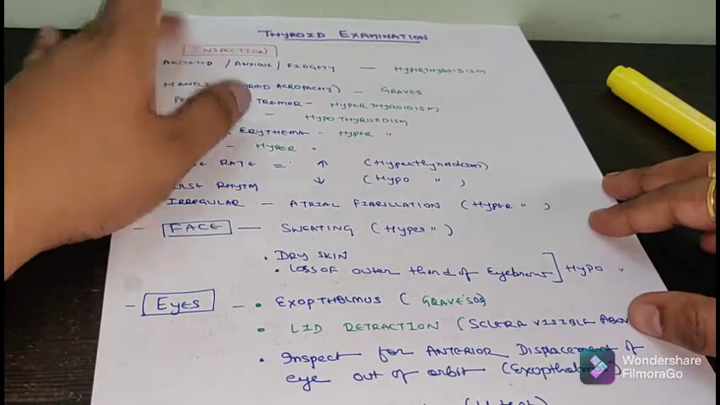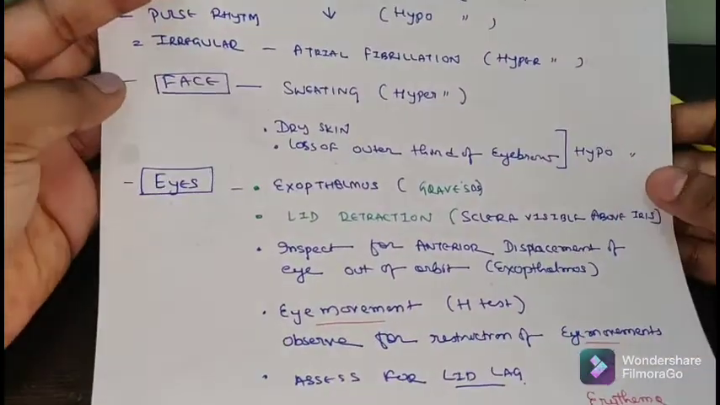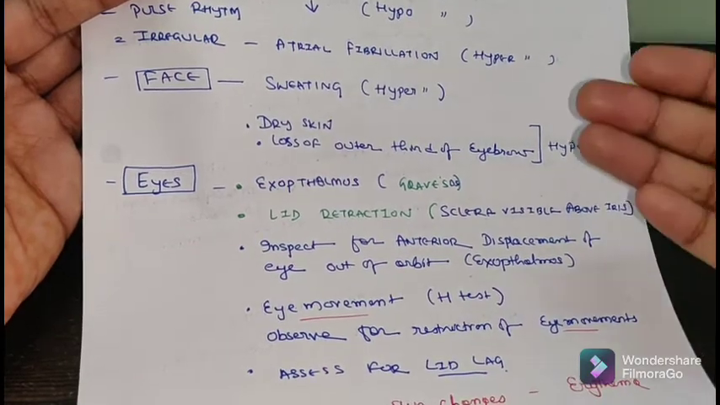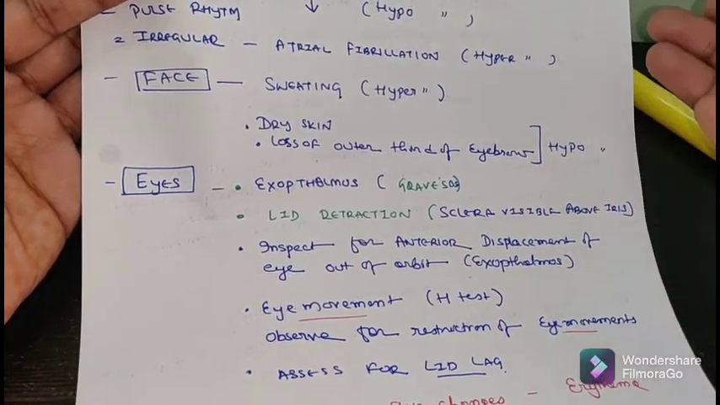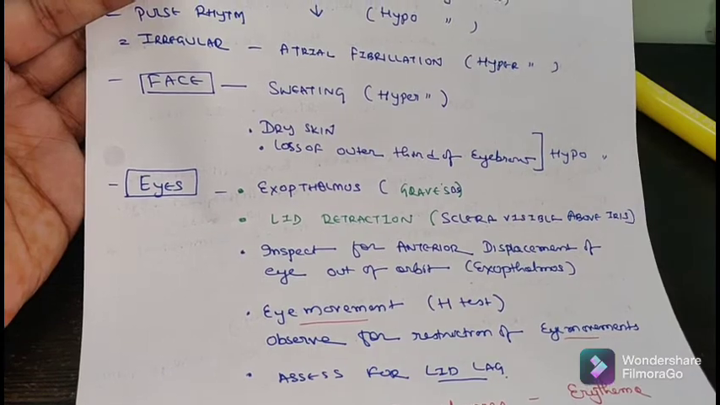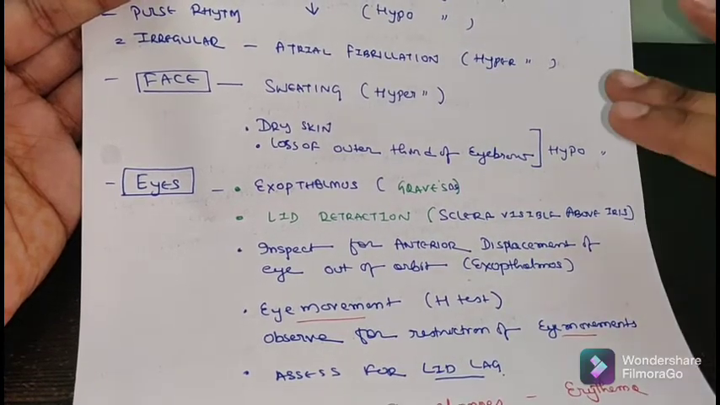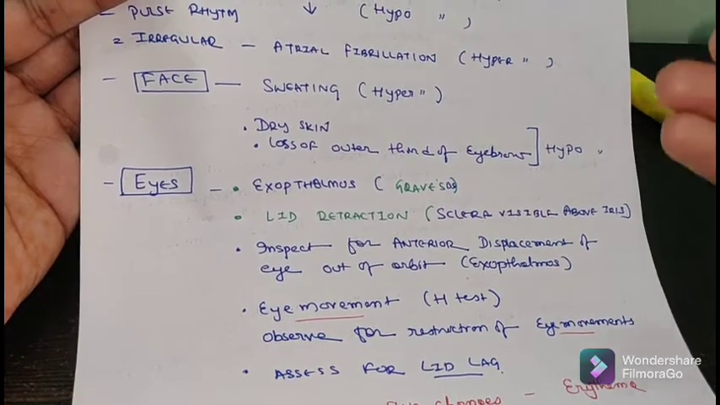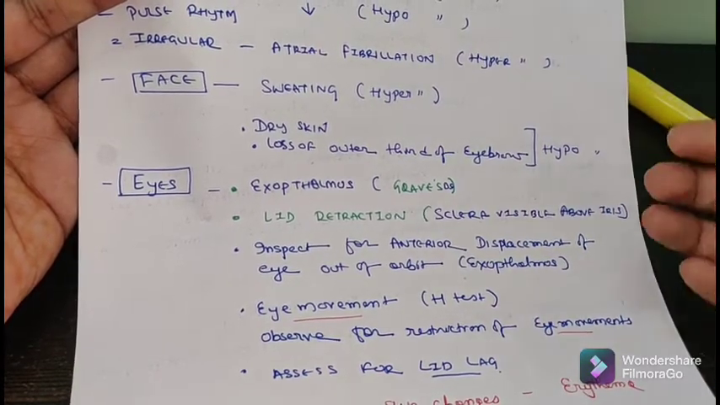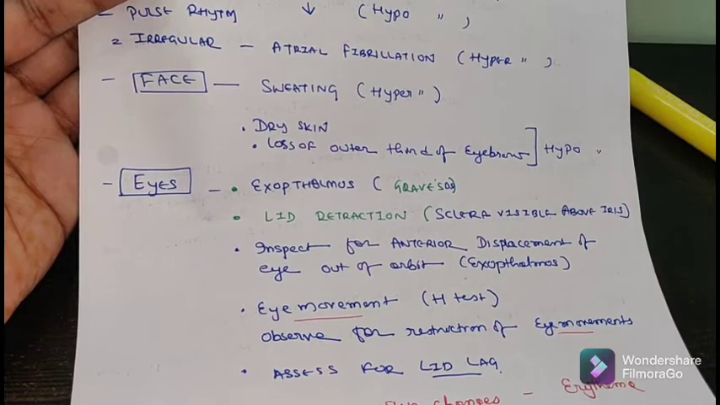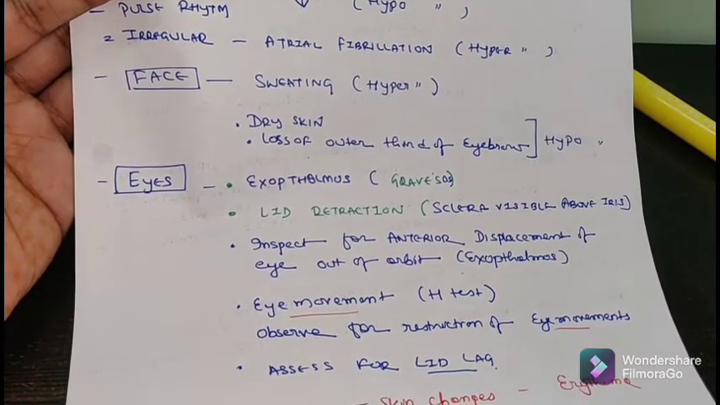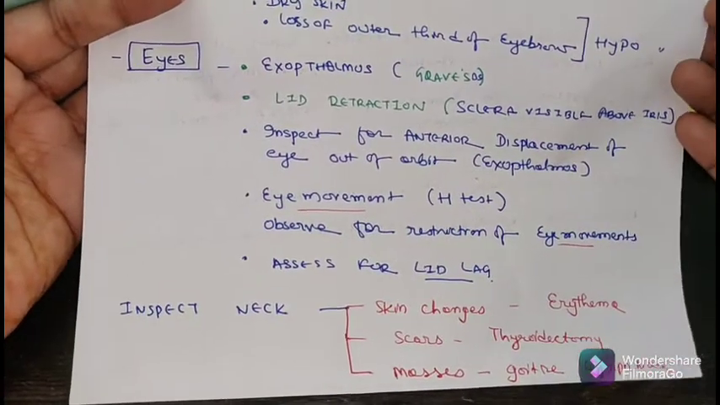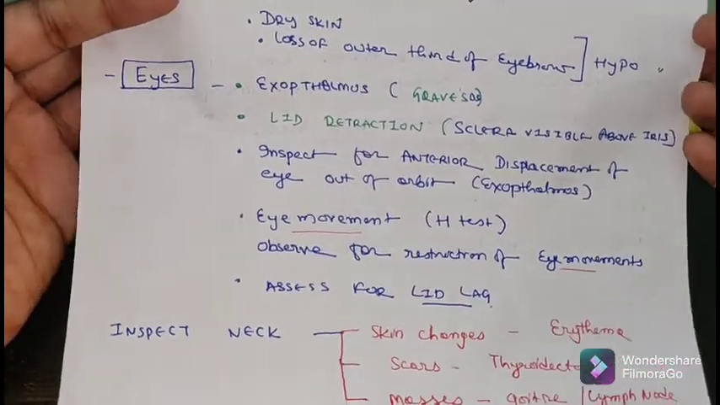Next, we will be looking at the eyes of the patient. If exophthalmos is present, it is Graves' disease. If lid retraction is present, the sclera is visible above the iris. Then inspect for anterior displacement of the eye out of the orbit, that is the exophthalmos. Eye movement, that is the H test, and observe for restriction of eye movement. Assess if there is any lid lag in the patient.